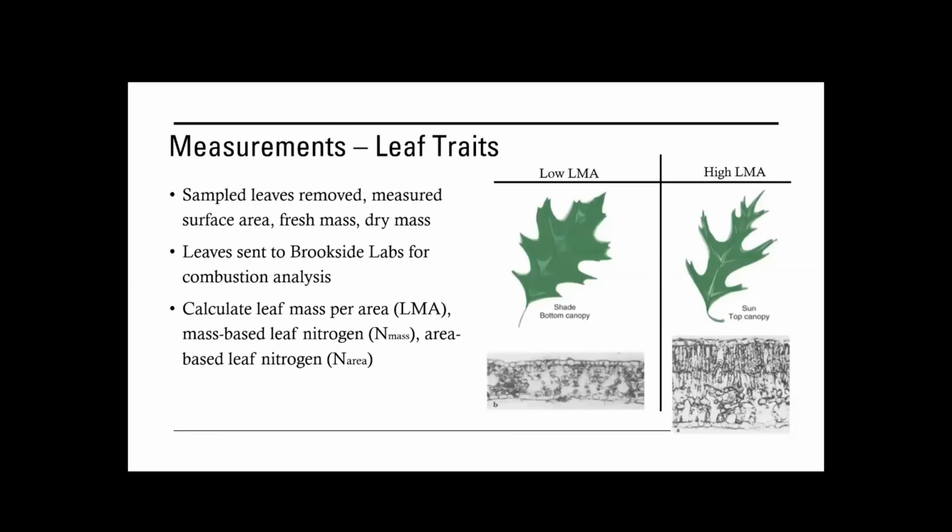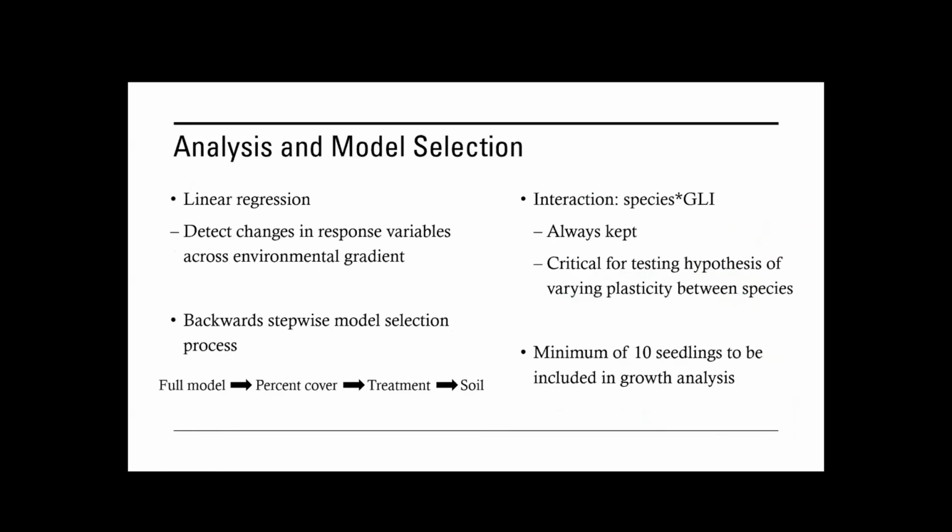We sent them away for combustion analysis to determine percent nitrogen and use these metrics to calculate leaf mass per area, mass-based nitrogen, and area-based nitrogen. These are all morphological traits of leaves that are highly correlated with photosynthesis and available light.